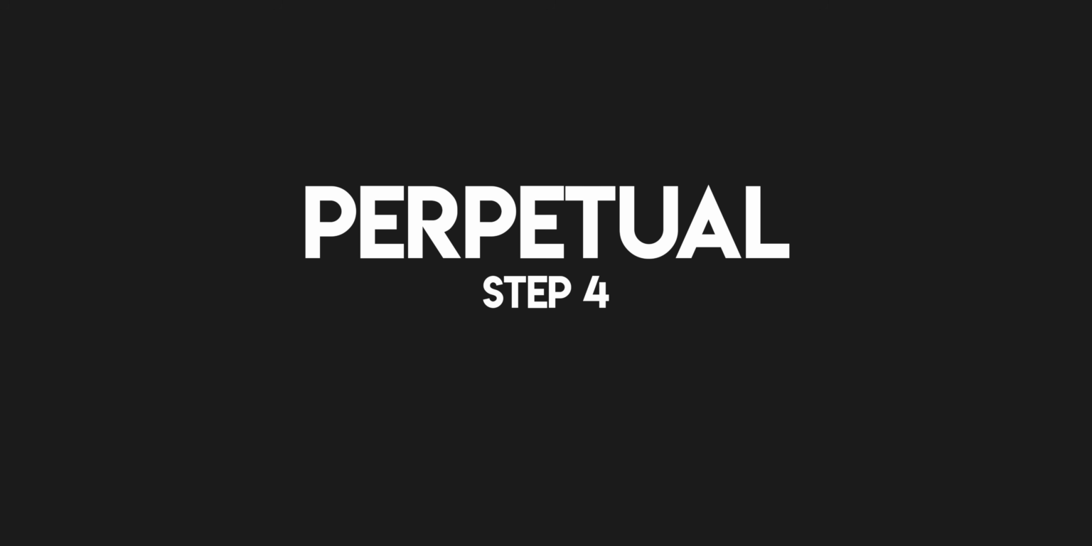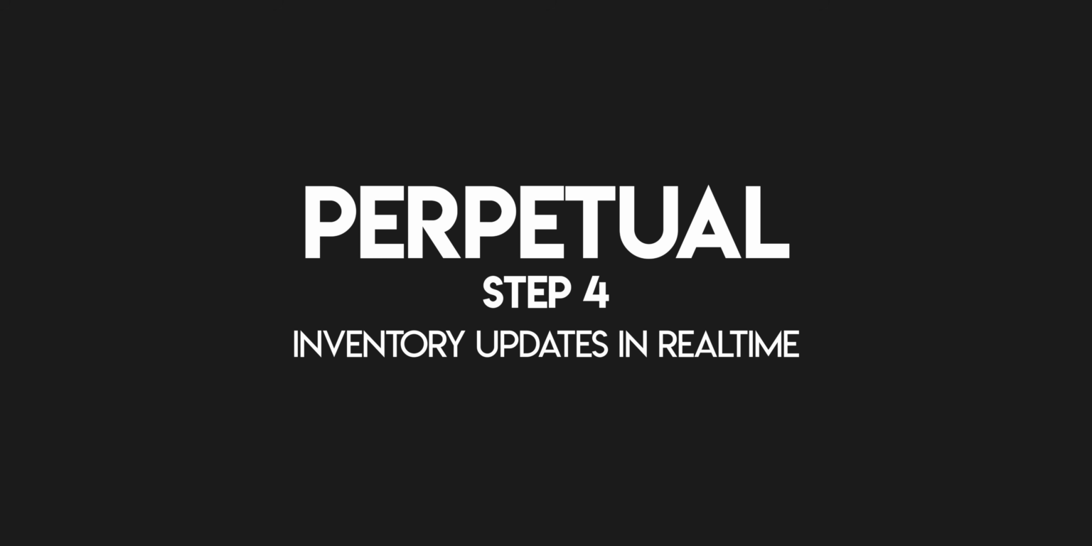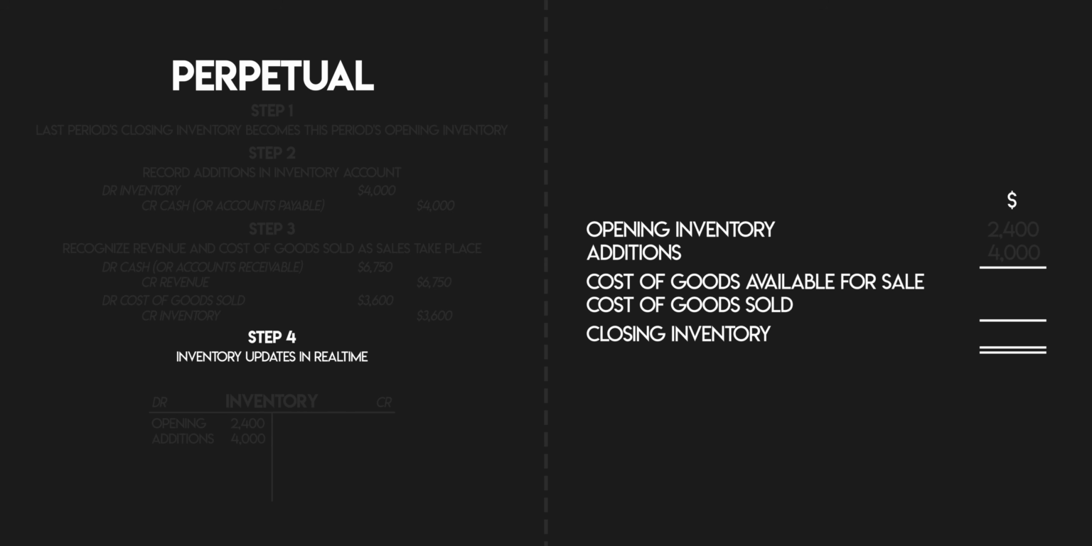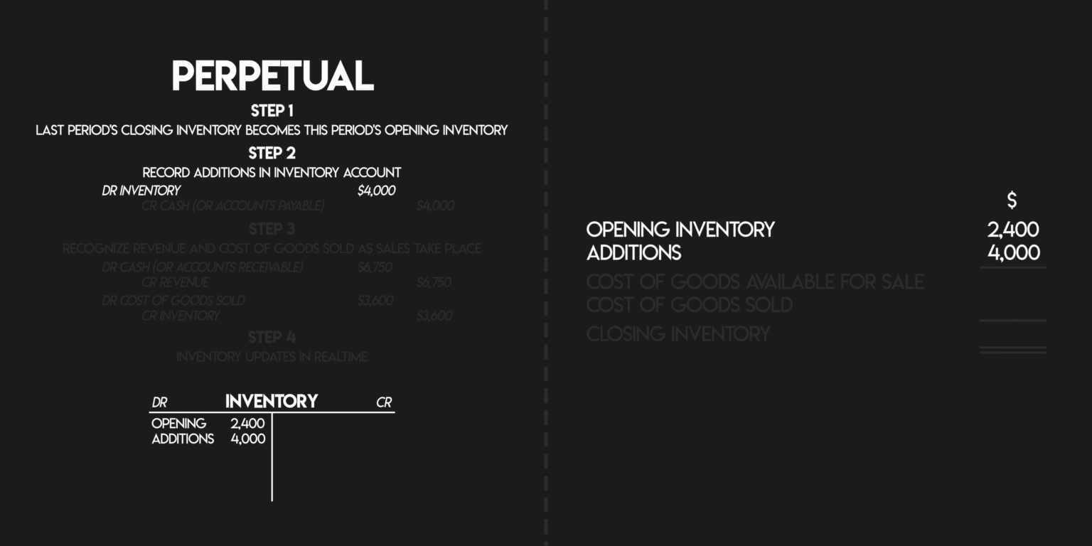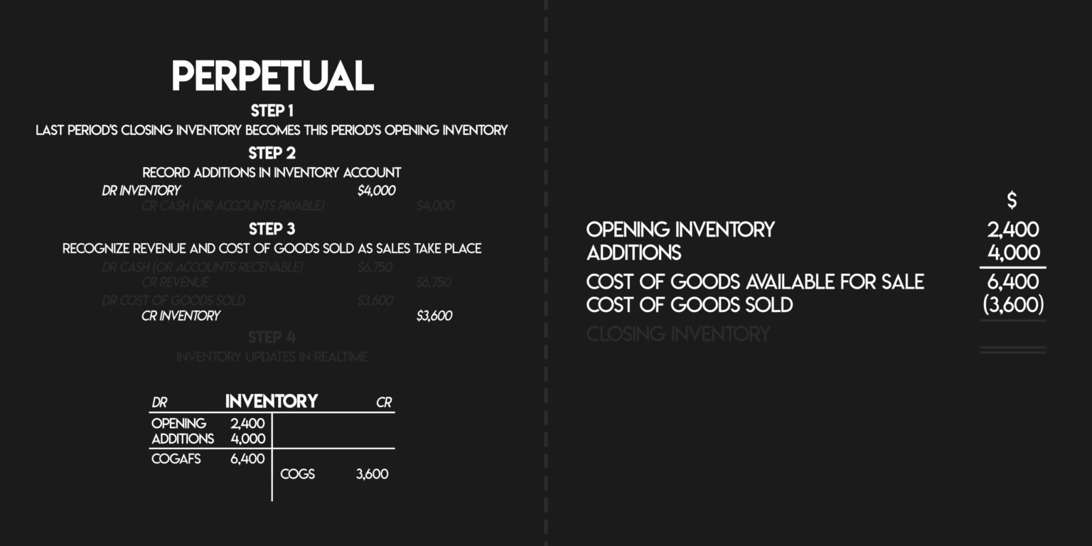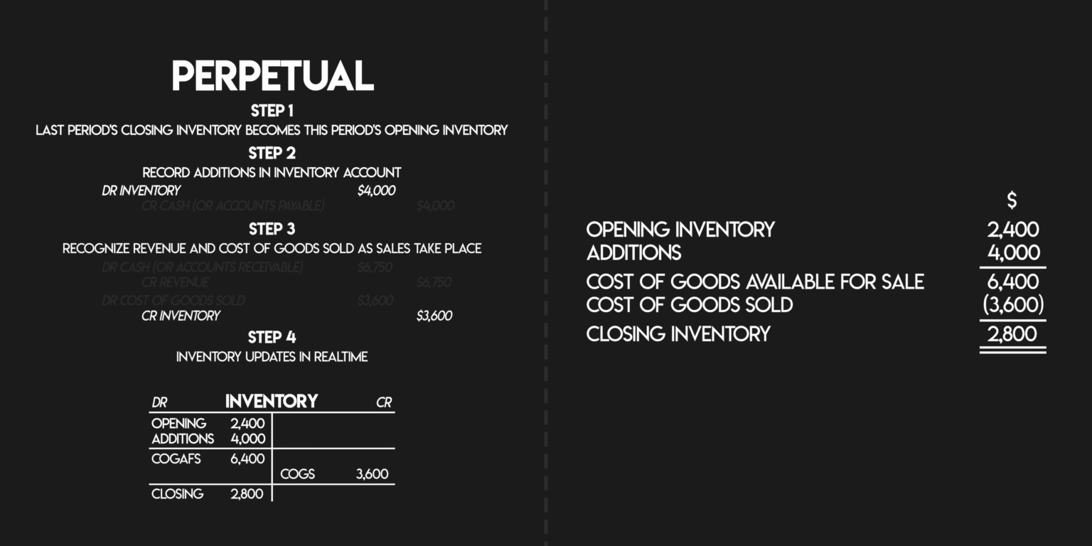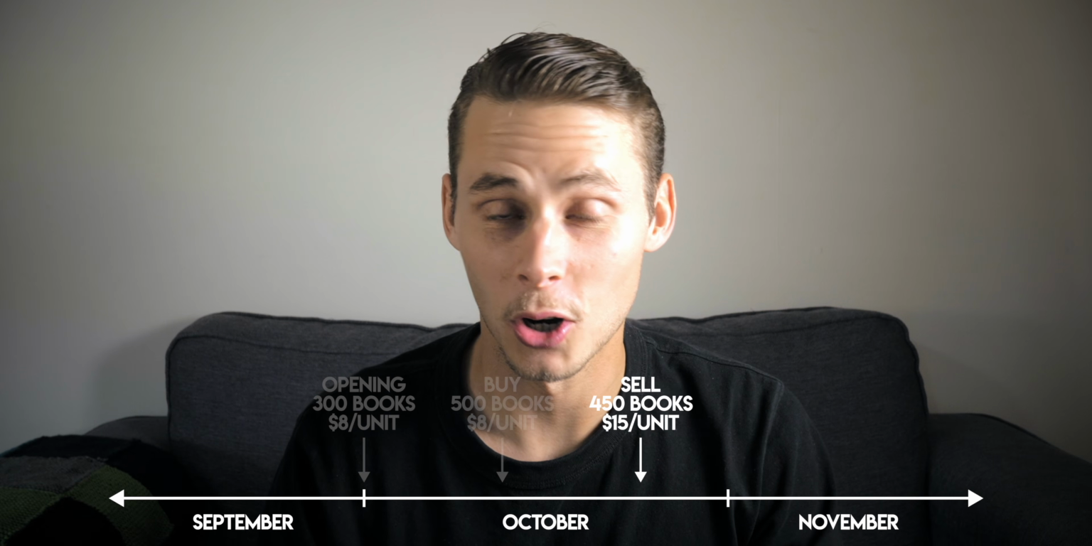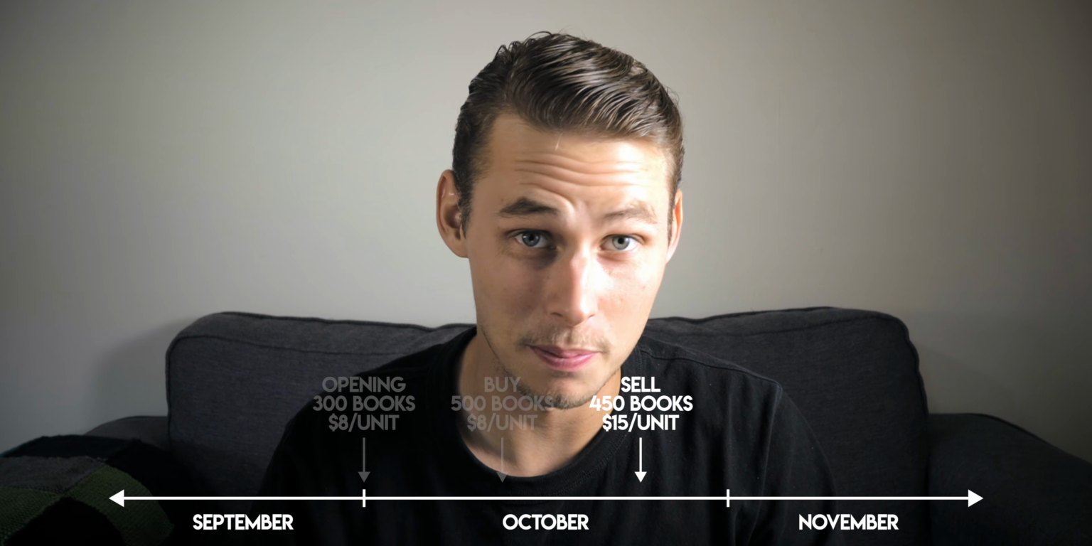Step 4. With the perpetual method, inventory is updated in real time. At any given point, you know all of the variables in this calculation, so your closing inventory balance is continuously updated. In this example, your cost of goods available for sale was $6,400 and you sold 450 books costing you $3,600. That's your cost of goods sold. And when we take the difference, you're left with your closing inventory balance of $2,800 in October.